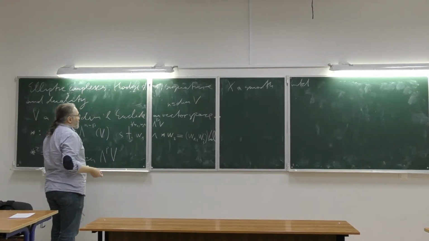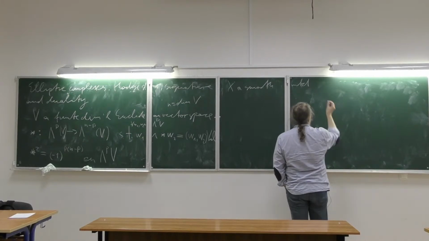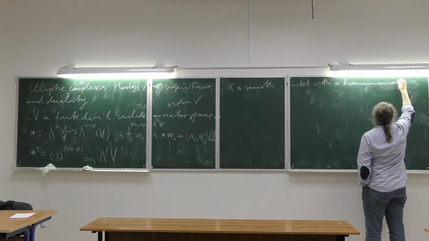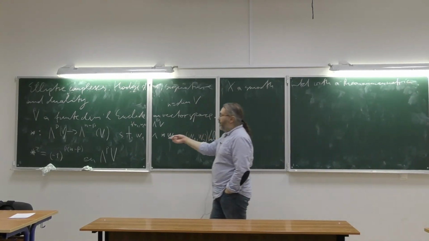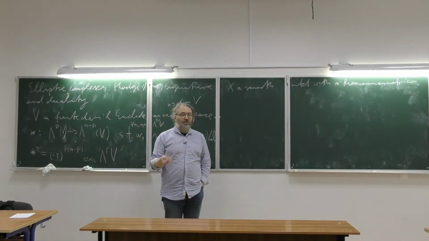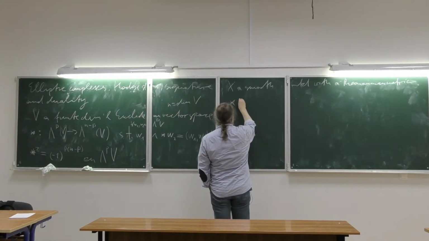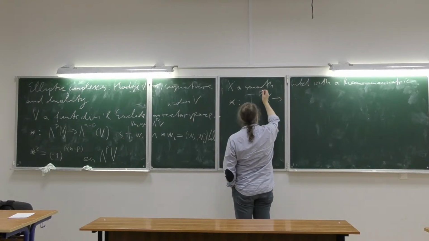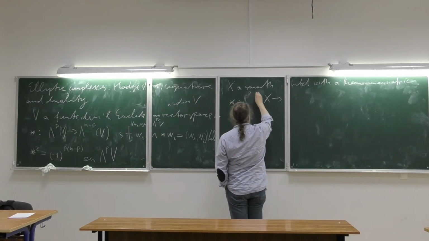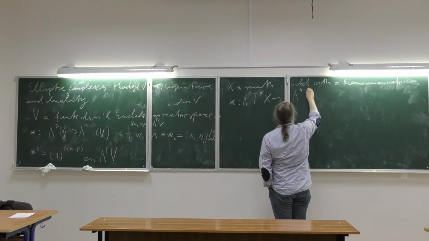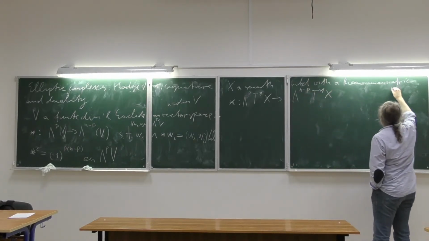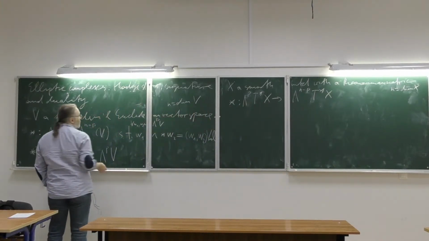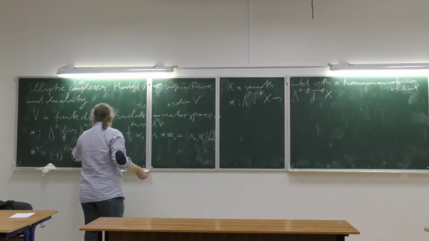For a smooth manifold, we can do the same fiber-wise, and we get a Hodge-Star operator from Λ^p T*x to Λ^(n-p). We get the Hodge-Star operator from p-forms to (n-p)-forms, which squares to (-1) to some power.